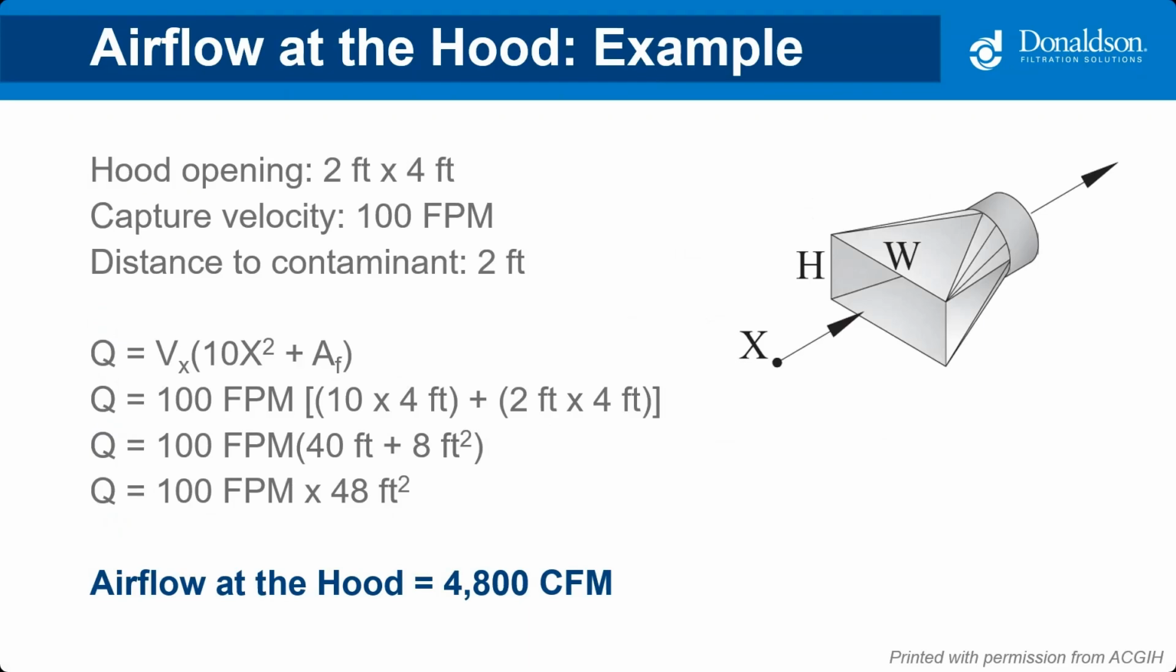The hood has a 2 foot by 4 foot opening. We have defined our capture velocity requirement at 100 feet per minute, and we're 2 feet from the source of generation. If you run the math, you're looking at an airflow requirement at the hood of 4,800 CFM. It sounds more complicated than it really is. It's a pretty simple formula.